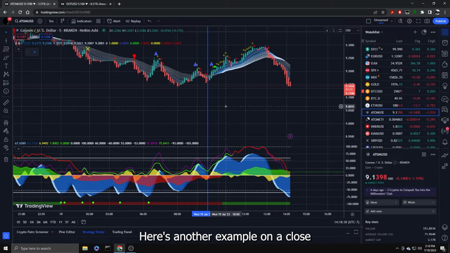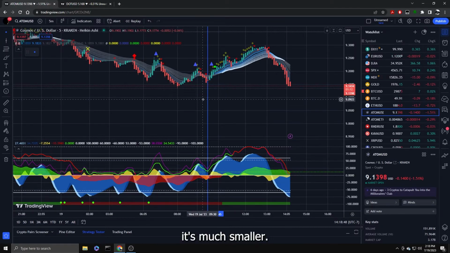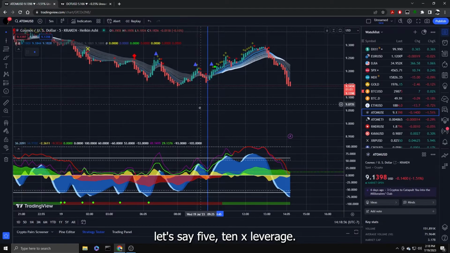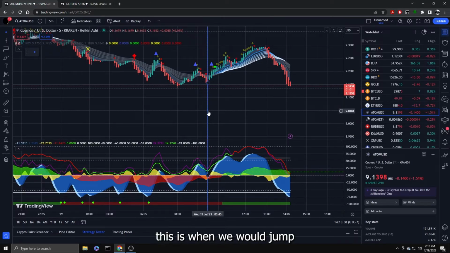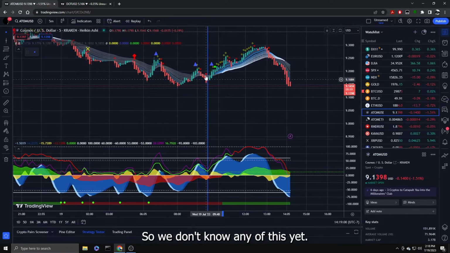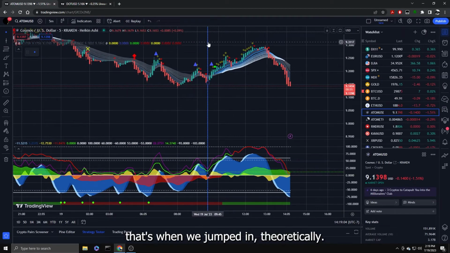Here's another example on a close time frame with Cosmos. This is on the 5-minute chart. And so the price movement is much smaller, and so people who do these kinds of trades are usually using some kind of leverage. Let's say 5, 10x leverage. So you're seeing, this is when we would jump in theoretically, July 19th, so we don't know any of this yet, okay? This blue line is when we jumped in, theoretically.